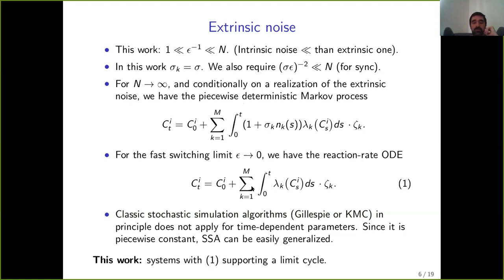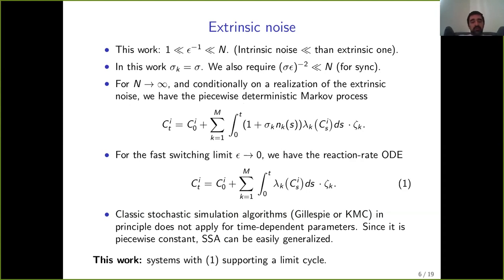Okay, this should be lowercase c. Okay. So to sample this, we will essentially use a Monte Carlo approach in order to sample and check that the synchronization of all systems is working.